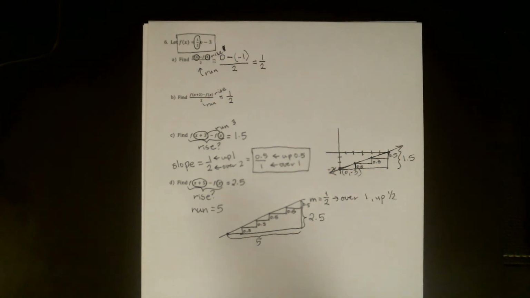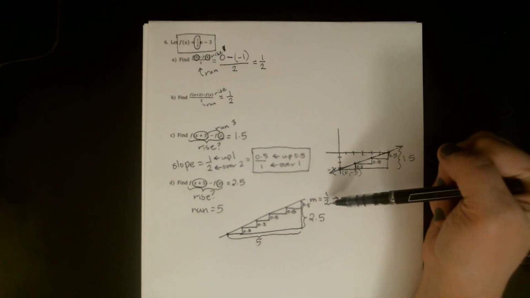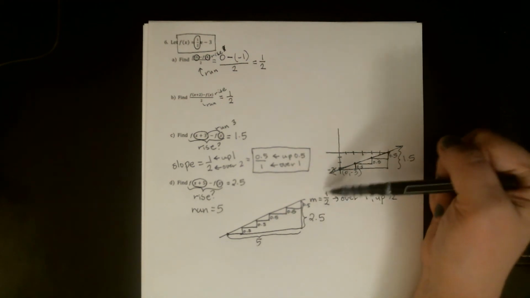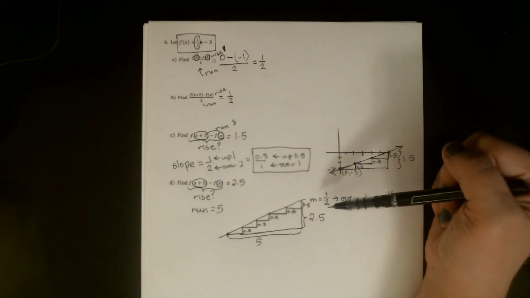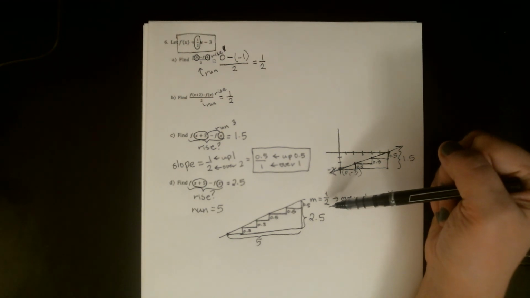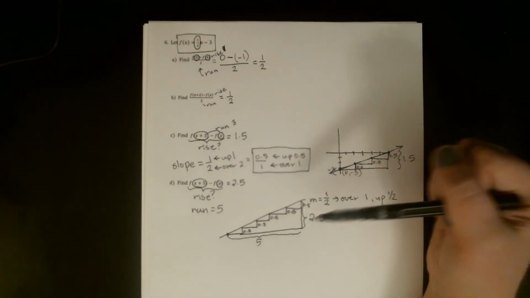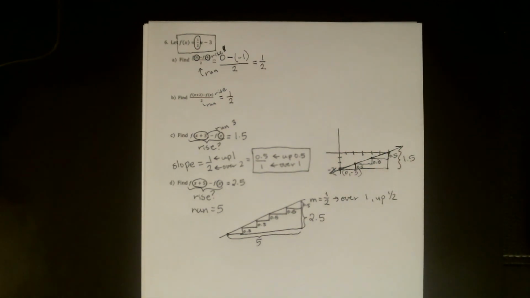Okay, so not a coincidence that it's 5 times 1/2. That's exactly right. If your slope is 1/2, then for every 1 you go over, you should go up 1/2. If you're going to go over 5 times, you're going to go up 5 times 1/2, or 2.5.